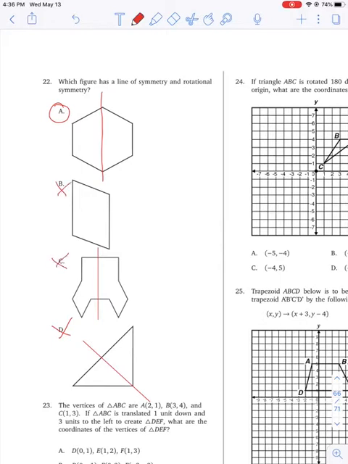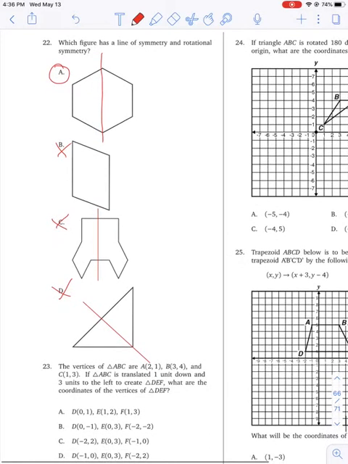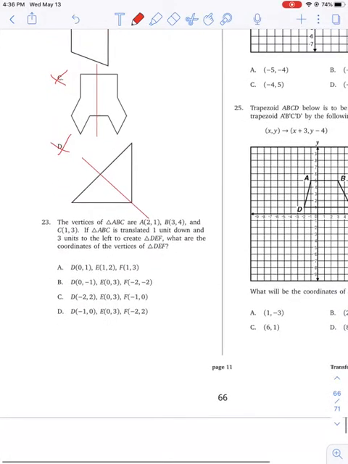But I'm going to eliminate C and D because you can't rotate them and keep them the same. A is the only figure you could rotate and keep it the same, like a flower or a circle. So that one happened to be a question we didn't really talk about, so don't worry about that if you didn't get that one right.